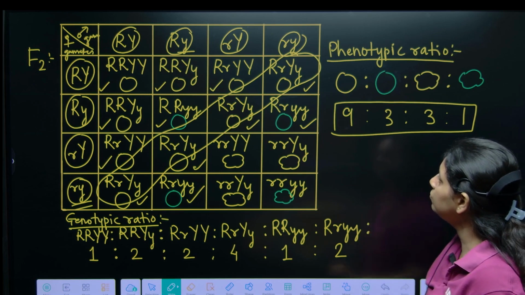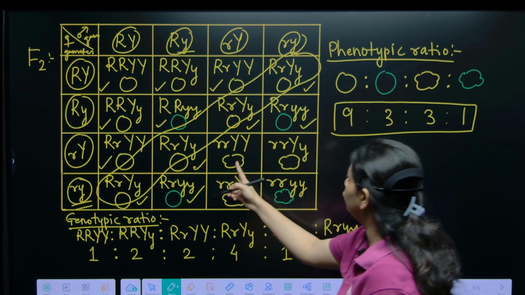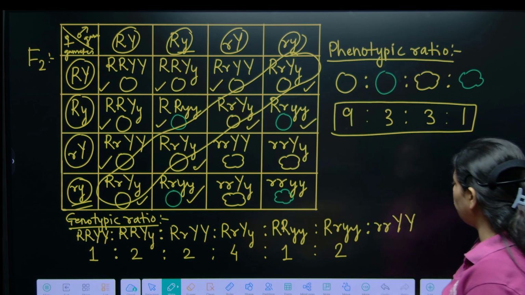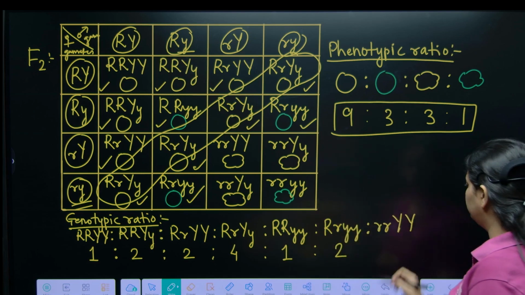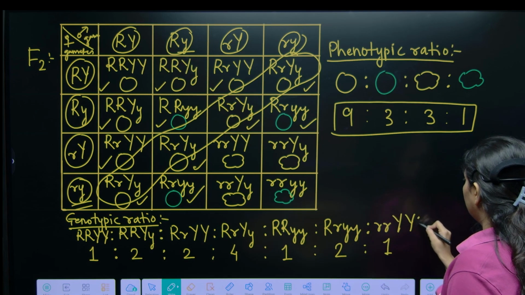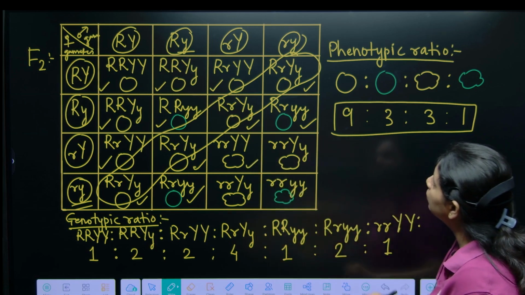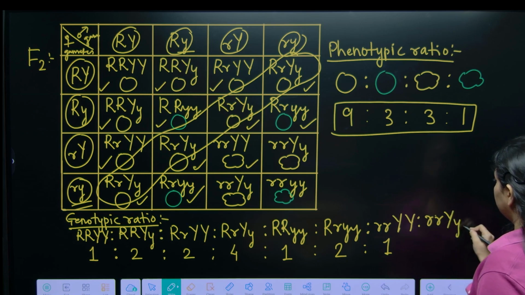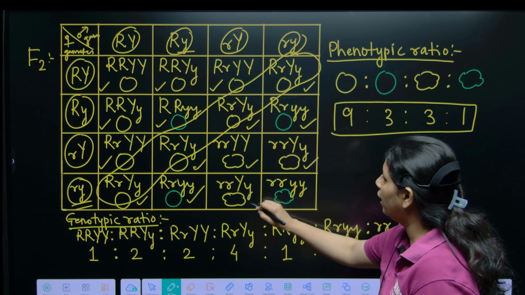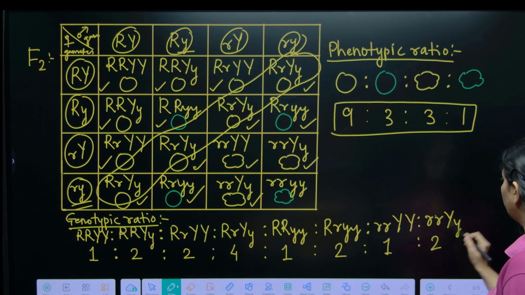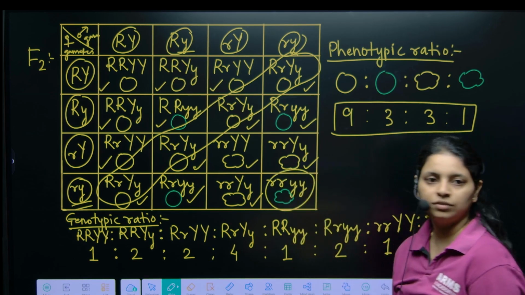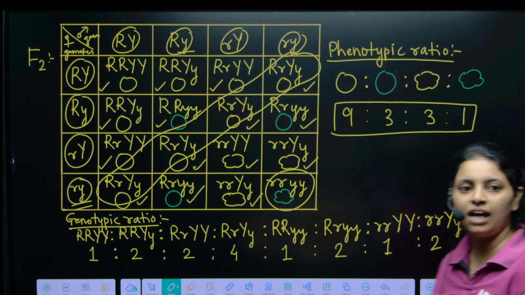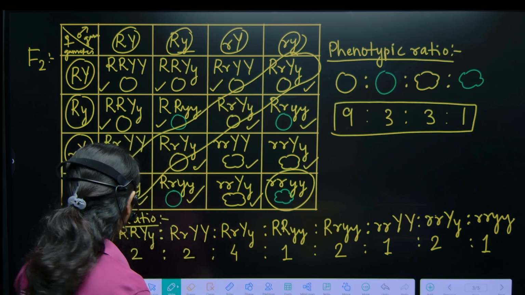Next, this is done. So now this one, small r, capital Y. Count how many with this? Only one. Okay, next. Small r, capital Y, small y. Count 1 and 2. So we have 2. And now the last one, small r, small y, small y. Just one.